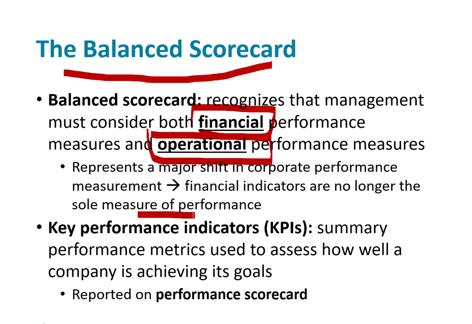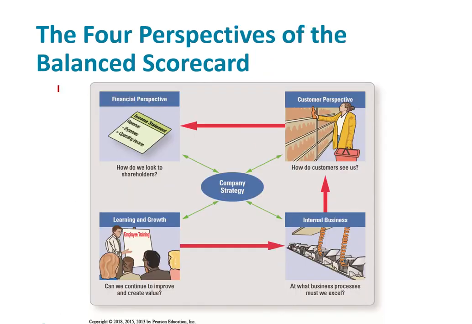In other words, they used to just look at what the bottom line was, and now they're looking closely at other factors. And the other factors are triggered by what are called KPIs, key performance indicators. Okay, summary performance metrics used to assess how well a company is achieving its goals, and they're all reported on this performance scorecard. So here are the four perspectives.